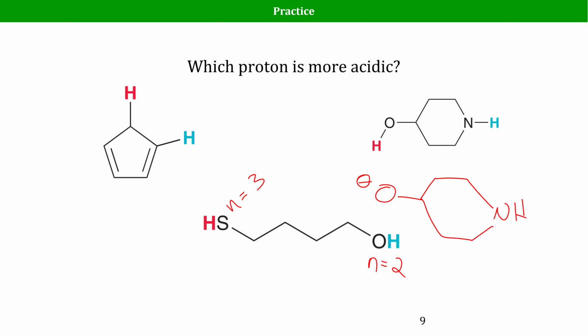So sulfur, it's got orbitals from n equals 3. So which one's going to be happier with a negative charge? It's the larger atom. Electronegativity is the wrong way to look at it. Well, it's not wrong, but it's counterintuitive, because that makes you think the more electronegative atom is the larger one. The larger atom is more acidic because it can spread that charge over a larger space.